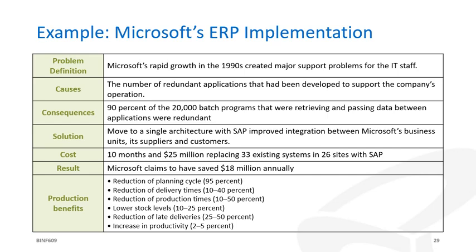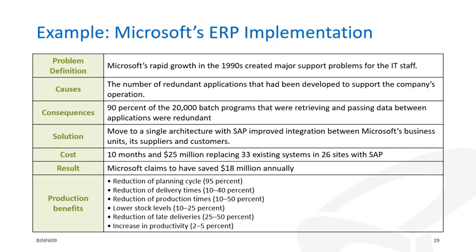The move to a single architecture with SAP improved integration between Microsoft business units and its suppliers and customers. Microsoft spent 10 months and $25 million replacing 33 existing systems in 26 sites with SAP. Microsoft claims to have saved $18 million annually as a result, and Bill Gates, founder of Microsoft, has expressed great satisfaction with the SAP software.